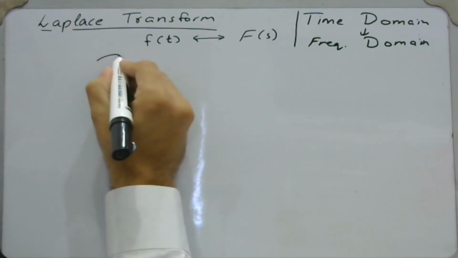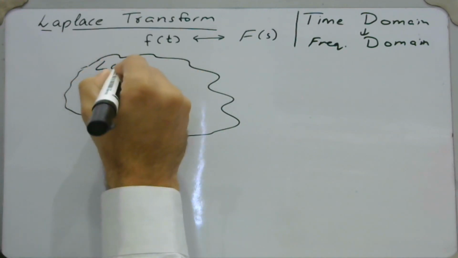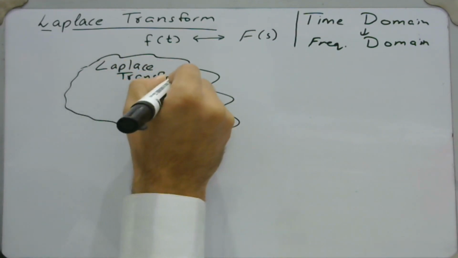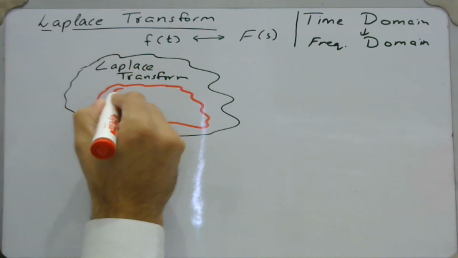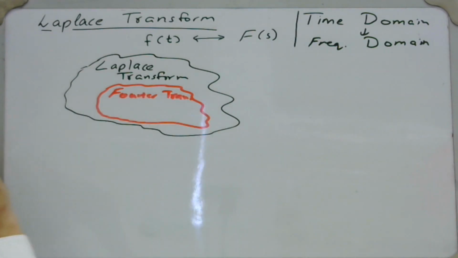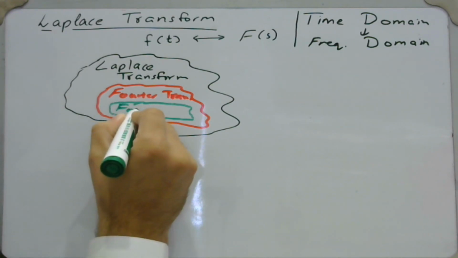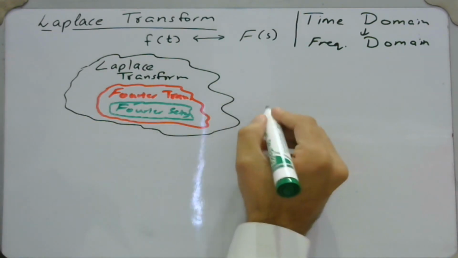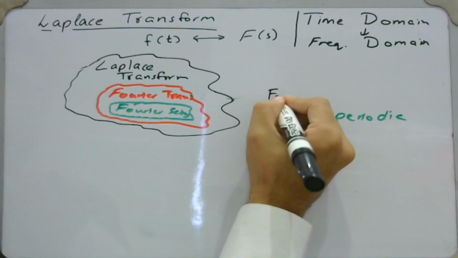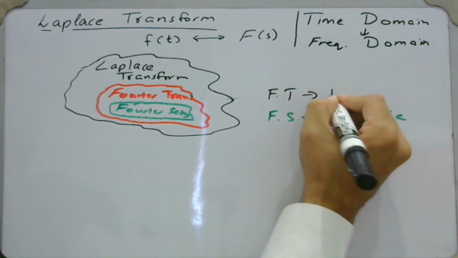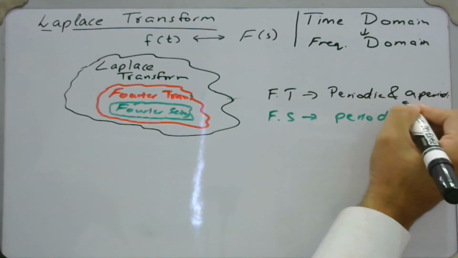Laplace transform. If we construct a sphere and say that we have a Laplace transform over here, within this we would have a Fourier transform, and within this we have Fourier series. Fourier series is for periodic signals. Fourier transform is for periodic and aperiodic signals.